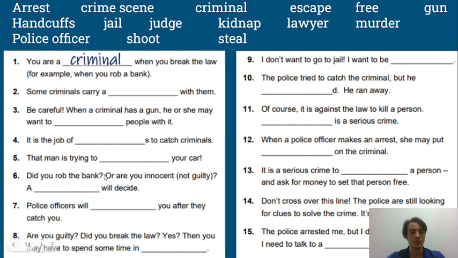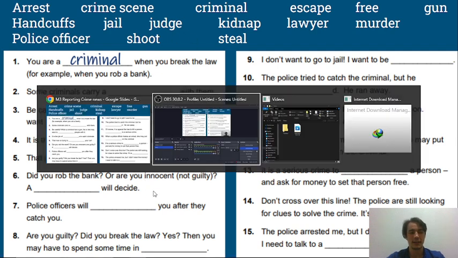And number 6, did you rob the bank or are you innocent? Innocent means not guilty, right? Someone will decide. Who is the person who decides at the end who is a criminal and who is not? It's a judge, right? A judge will decide.